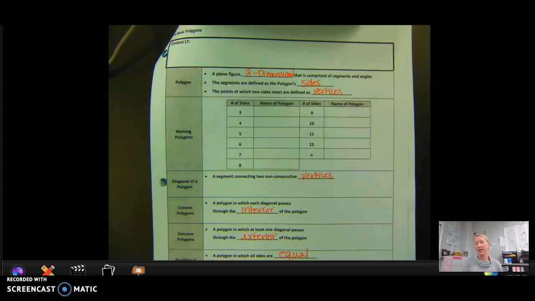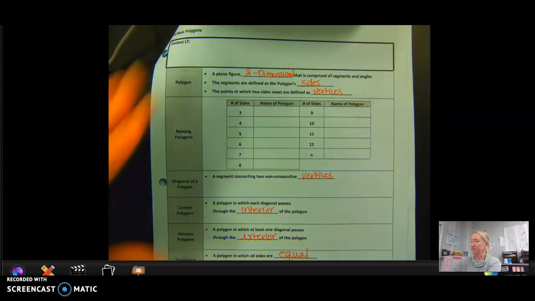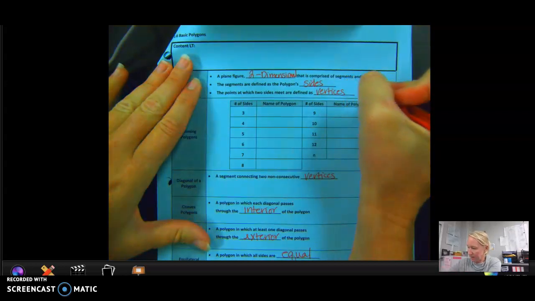Okay, so polygon. It's a plane figure. It's two-dimensional. That's comprised of segments and angles. The segments are defined as the polygon sides, and the points at which the two sides meet are called the vertices.